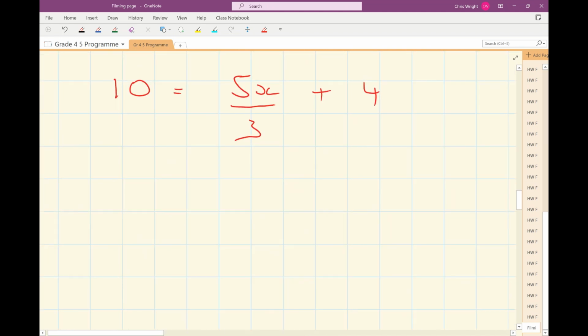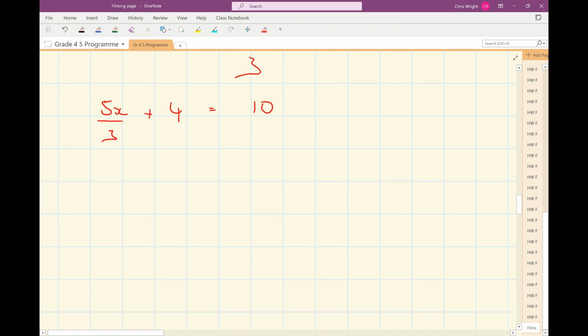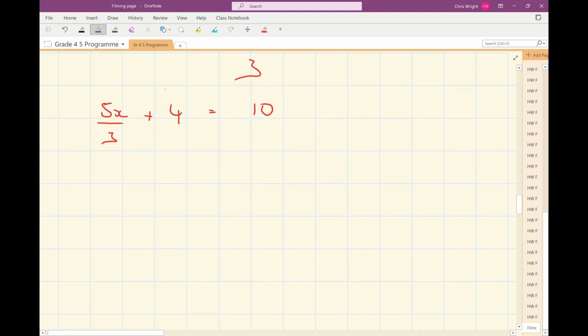Right, let's have a look at the next two. Now in this case, I've got 10 on the left, and I've got 5x over 3 plus 4 on the right. Well, I would find it easier if I swap those two over. And it's true to say that if 10 equals the right-hand side, then I can say the right-hand side equals 10. And I find it easier that way around. Now, what shall I do now? Well, I'm going to start by floating and pinging the plus 4. So it's going to become a minus 4. So on the left, I'm still going to have 5x over 3. And on the right, I've got 10 minus 4 is 6.